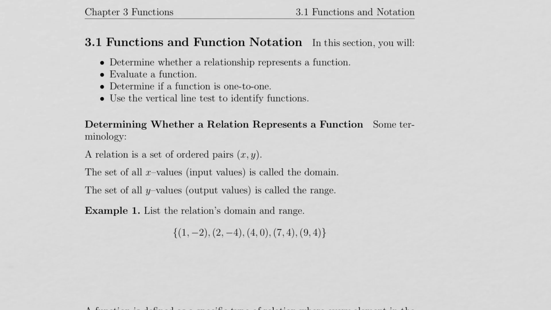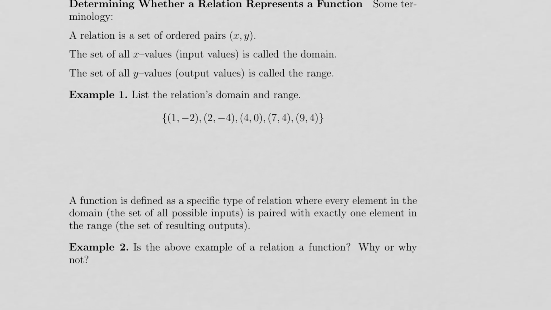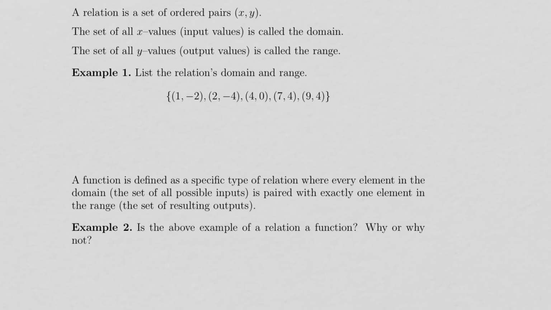So the first thing I want to look at is something called a relation. A relation is simply a set of ordered pairs. If we look at this example, in example 1 here, we have a set, represented by the curly brackets, and then we have several ordered pairs. The ordered pairs, so (1, -2), (2, -4), and so on, those are the elements of the set. So that's considered a relation.